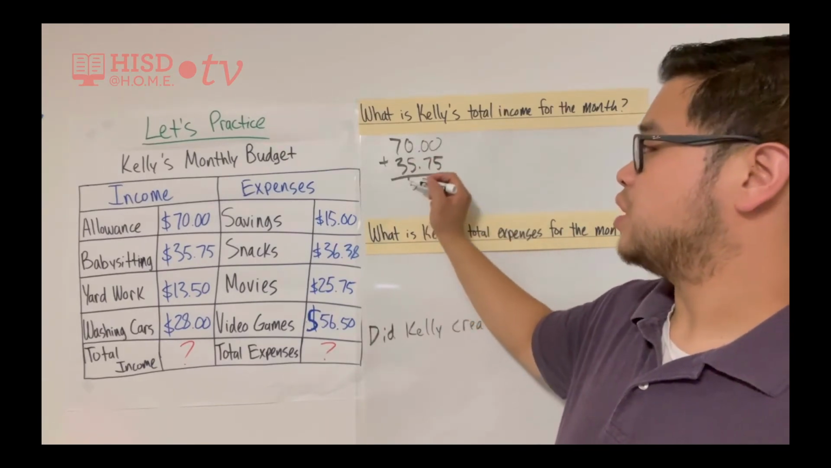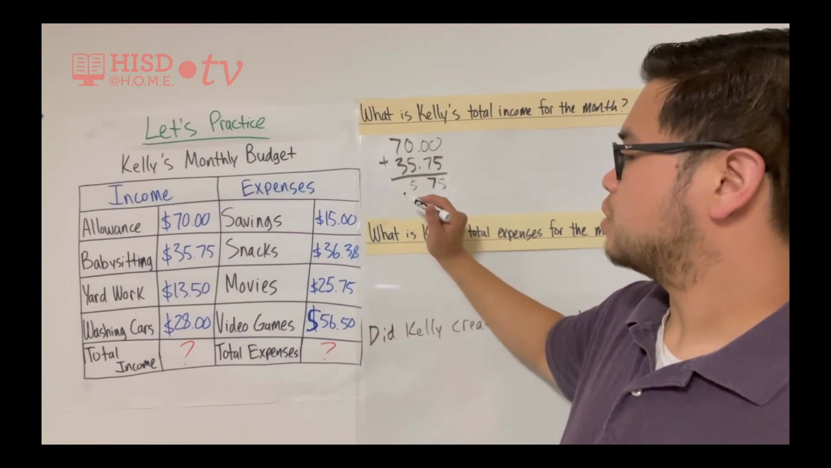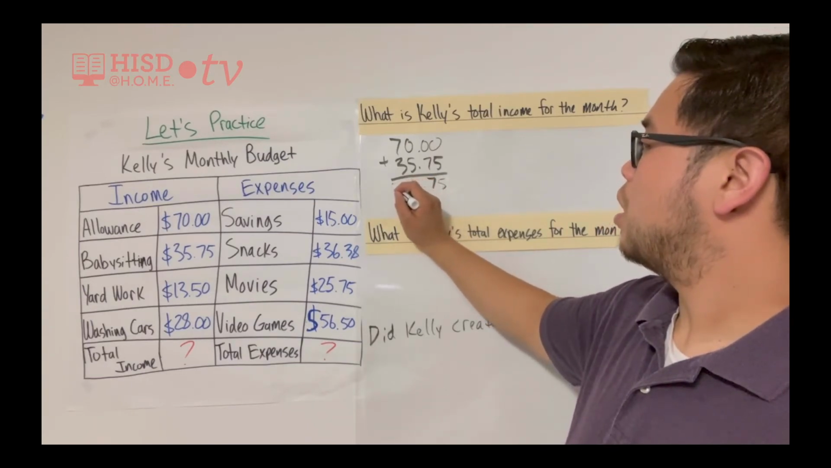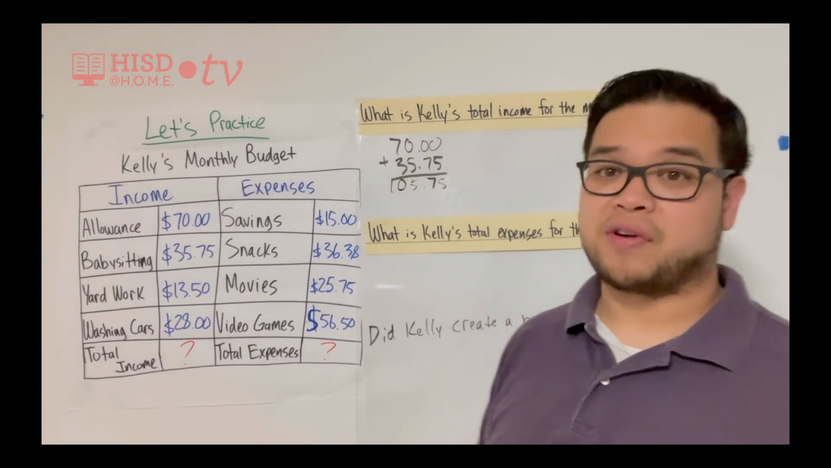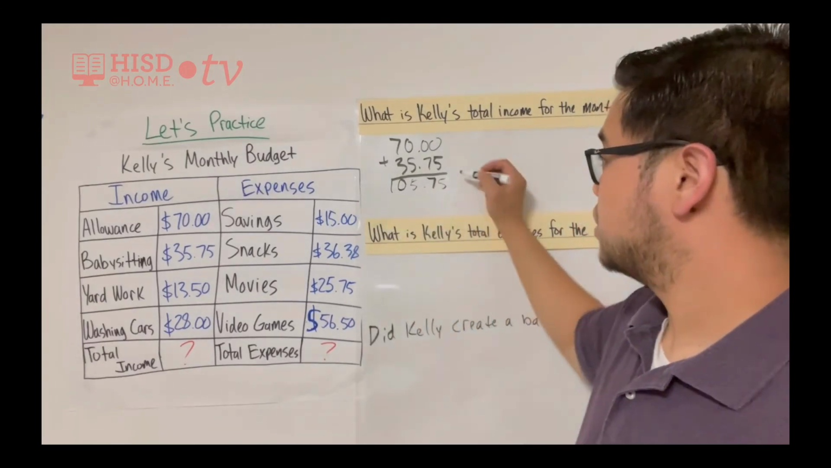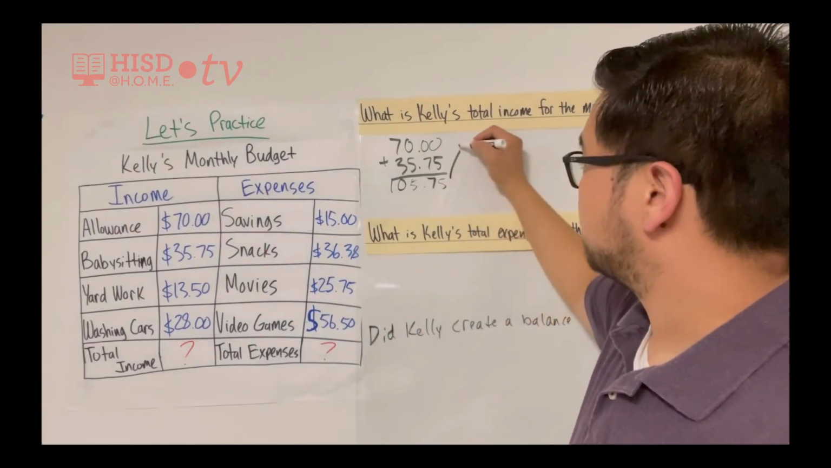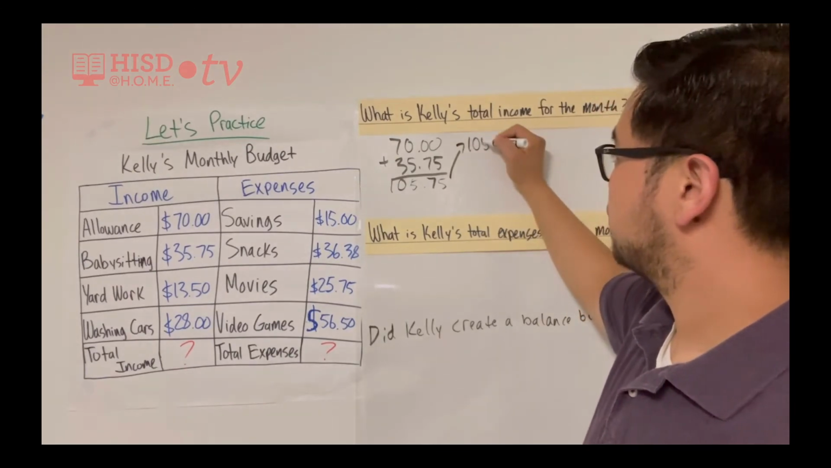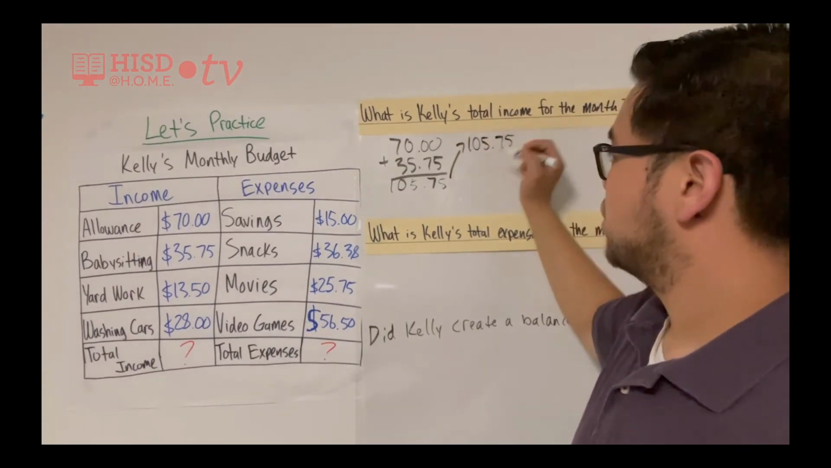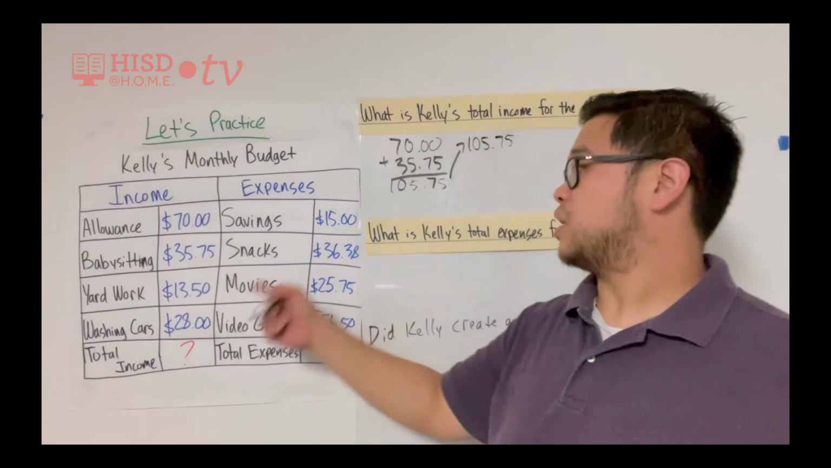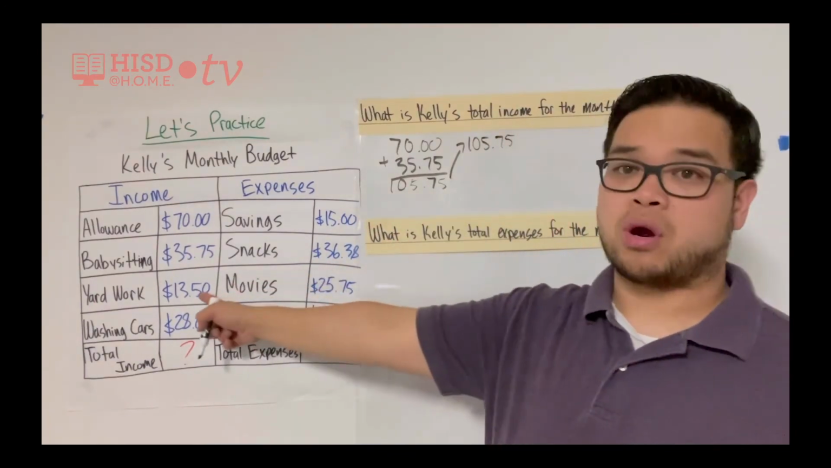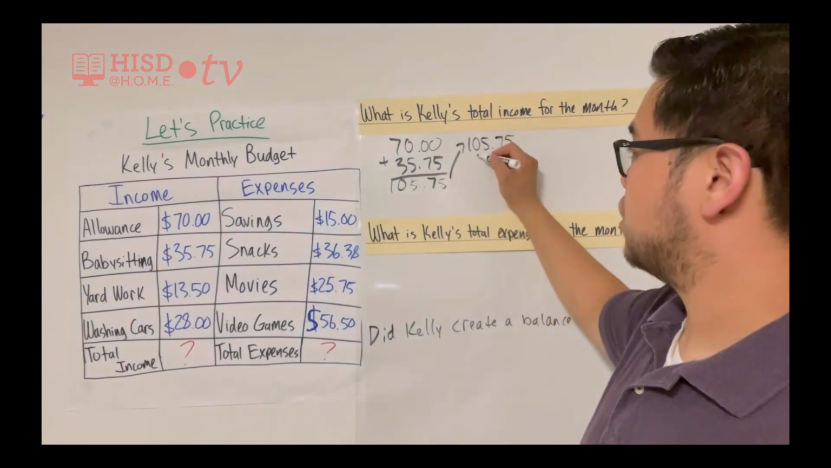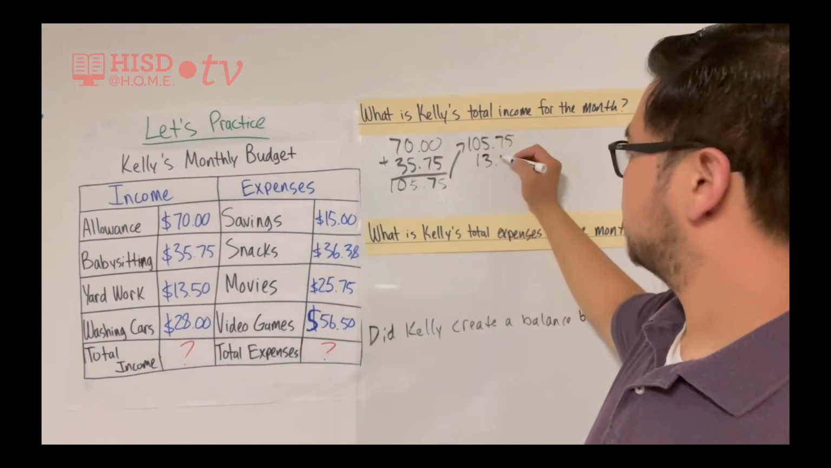70 plus 30 is 100. So we have $105.75. Then we're just going to move that up here. So allowance and babysitting is $105.75, and we're going to add the yard work now, which is $13.50.